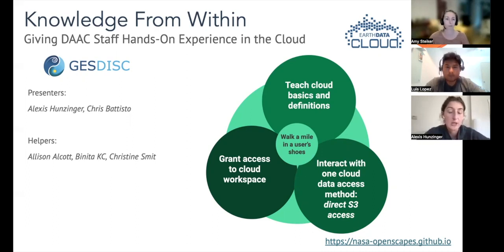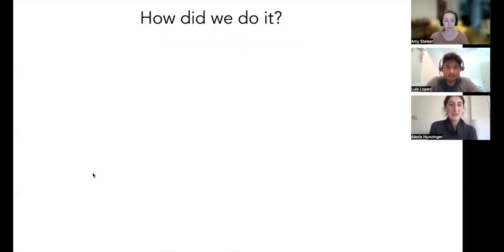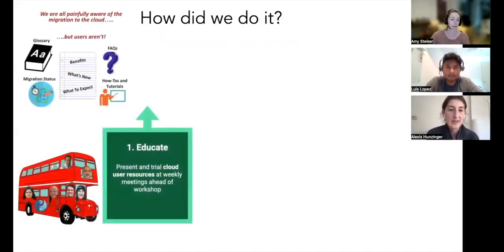At the Goddard DISC, we hosted a workshop for our staff members with the overarching goal of letting them experience working in the cloud just like our users will. So our strategy was a three-phased approach. The first phase was to educate our staff ahead of time using the materials geared towards our users that we published on our website. These include glossary terms, FAQs, informational paragraphs, how-tos and tutorials, and also a table on the status of which data sets are cloud enabled.